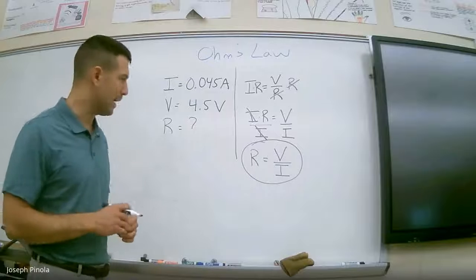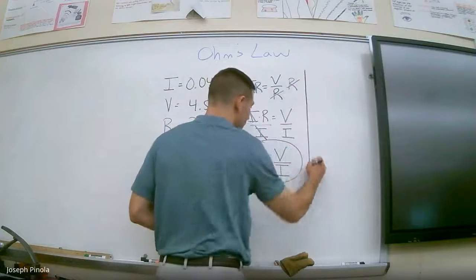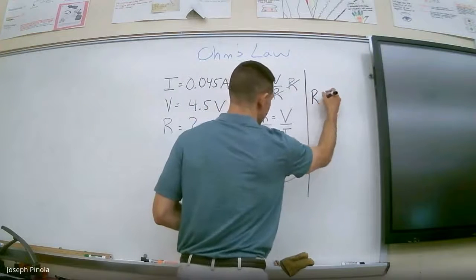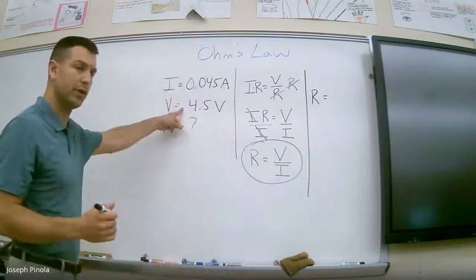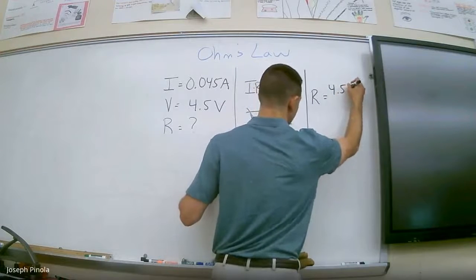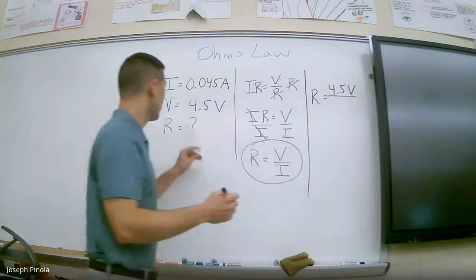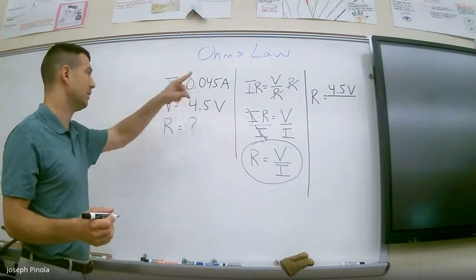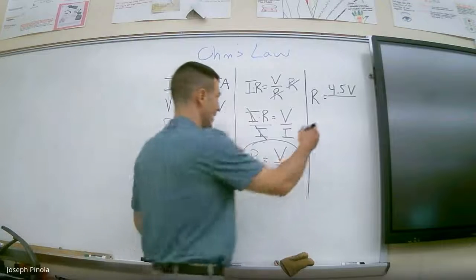So let's finish out our mathematics. We know that R equals V divided by I. So the resistance is equal to the voltage measured by my voltmeter, 4.5 volts, divided by the current that was measured through my ammeter, 0.045 amps.